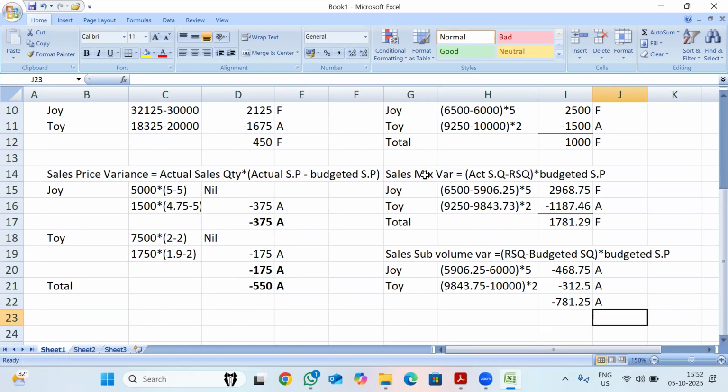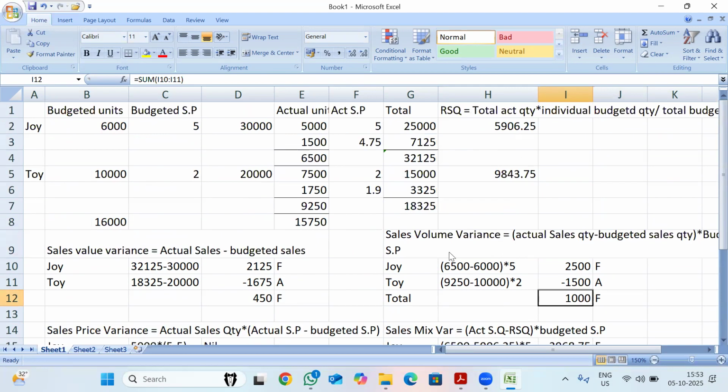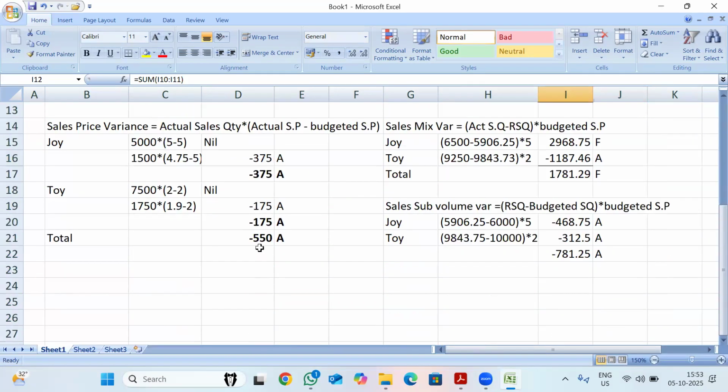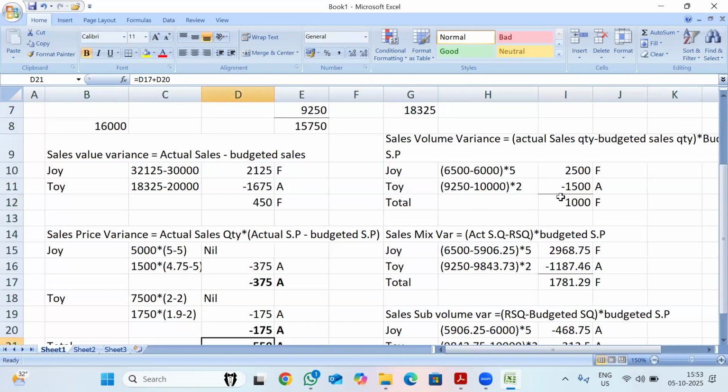So if you're adding mix variance, that is 1781, and sub volume variance, here it is adverse 781, we will be getting a total of 1,000 rupees. So it should result in volume variance. And if, for example, price variance and this volume variance together, it is 450, it will result in sales value variance. So if these numbers are not matching, we will be having some clerical errors, so we can cross check that.